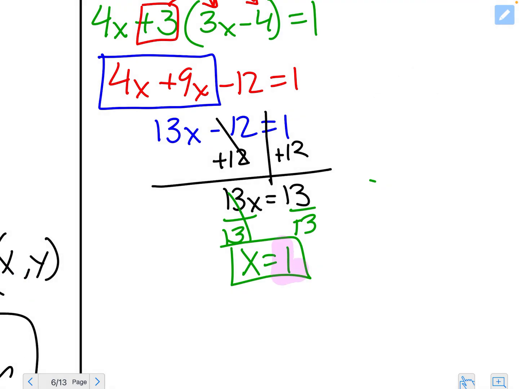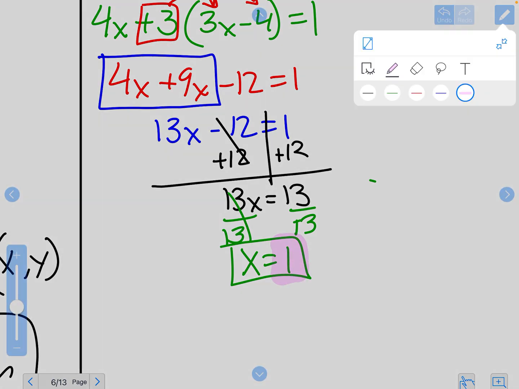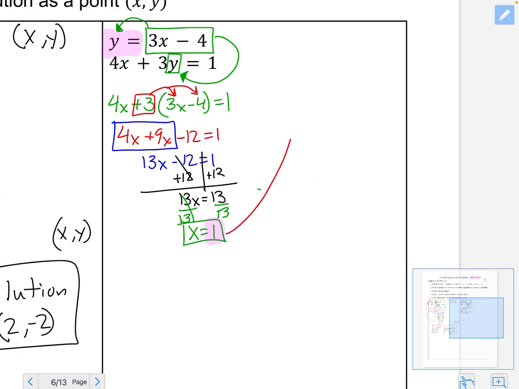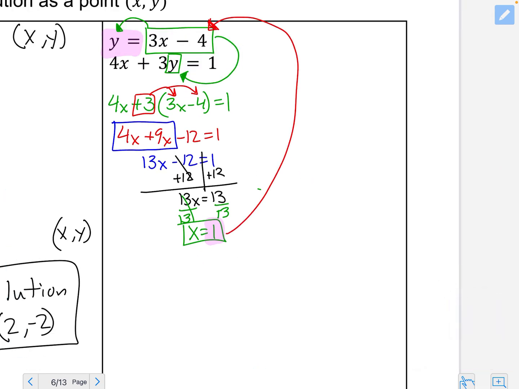So now I have x equals 1, so I'm going to put everything after the equal sign. I'm going to highlight it, and I'm going to plug that back into my first equation, and I'm going to put the number where the x goes. So y equals 3, I hit the box, so in parentheses I put what x equals, minus 4.